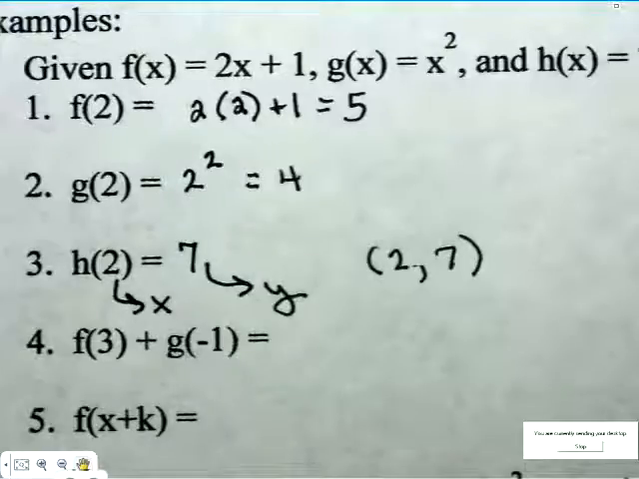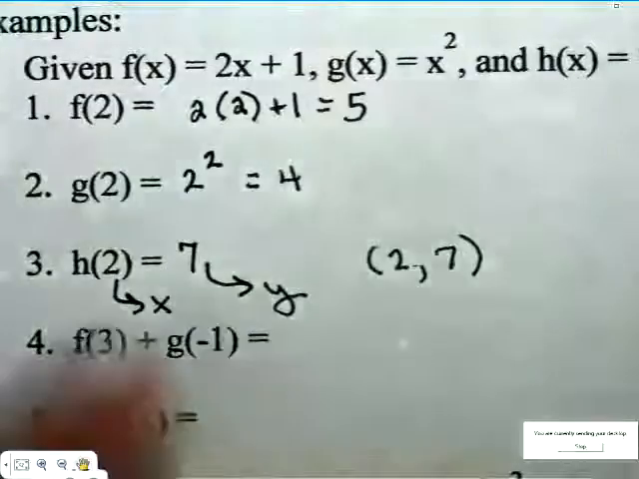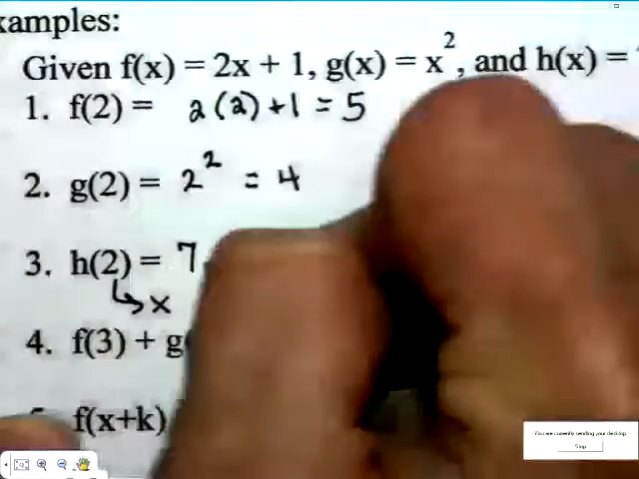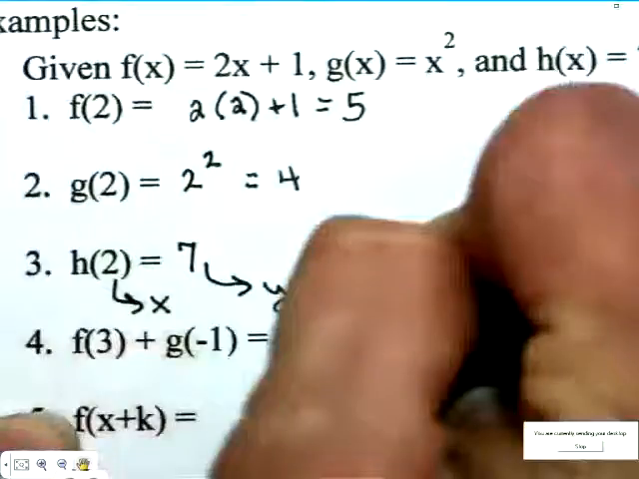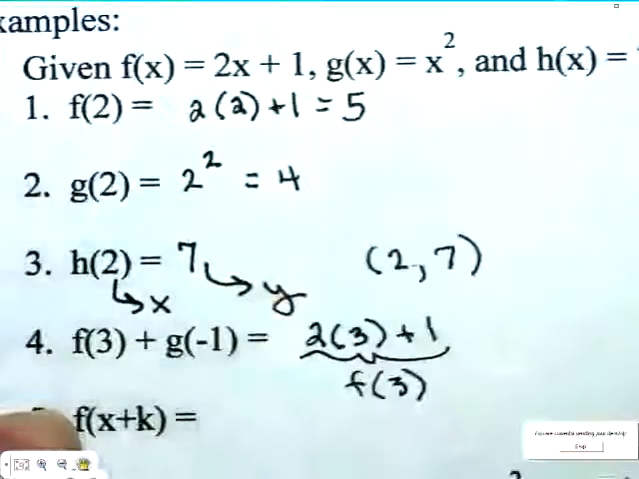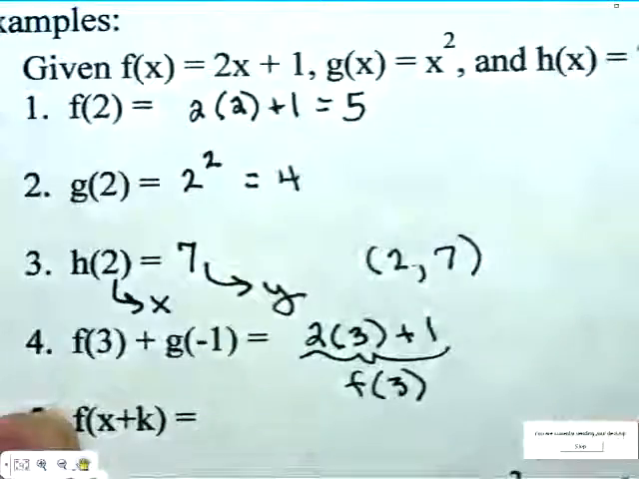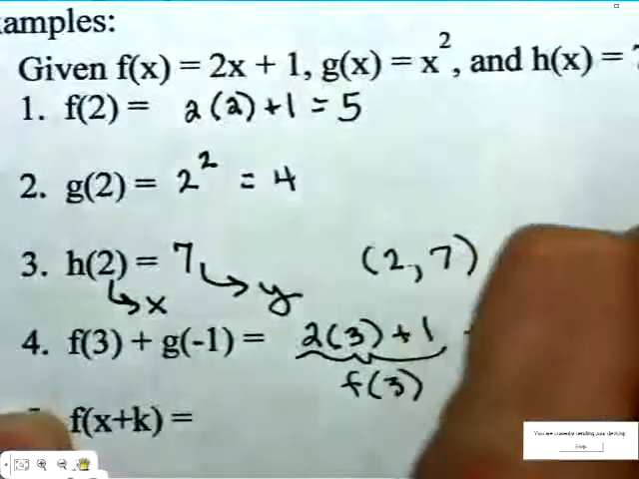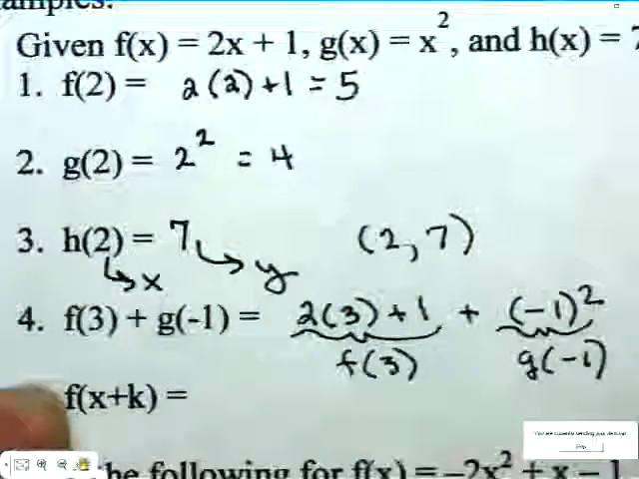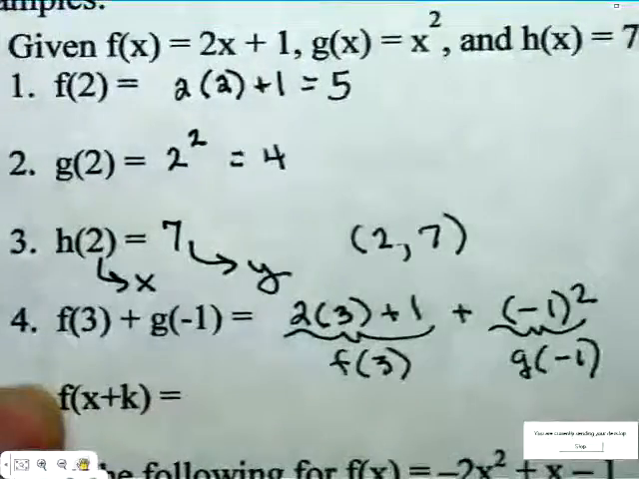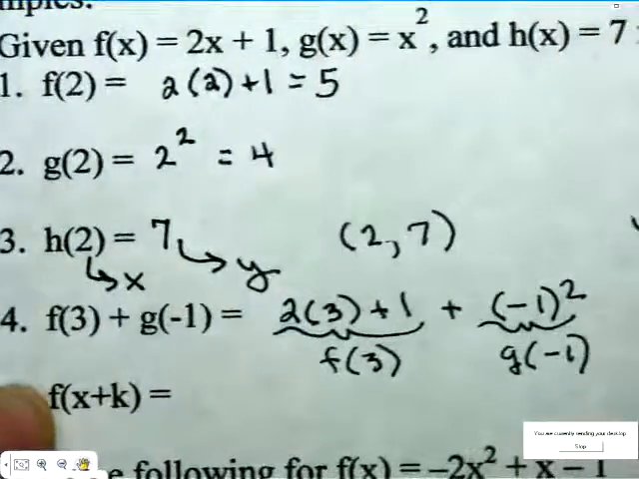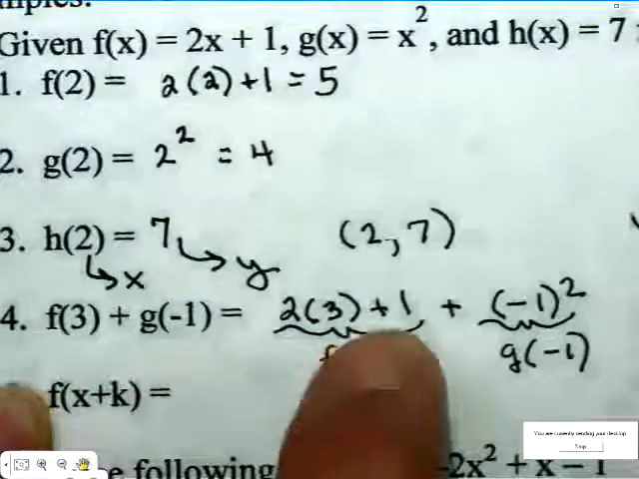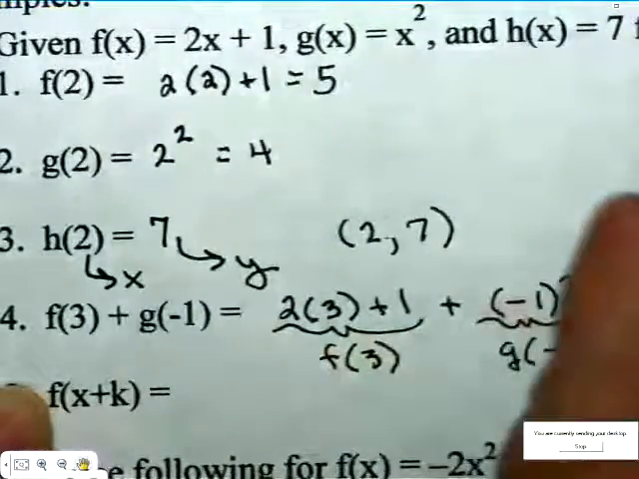So here, I don't know what f of x and g of x actually stand for, but I can find f of 3 plus g of -1. Just put 3 in the place of x in the function f, and put -1 in the place of x in the function g. And whatever you get for the value of those two functions, add them together. This would give you 7. This would give you 1. And 7 plus 1 is 8.